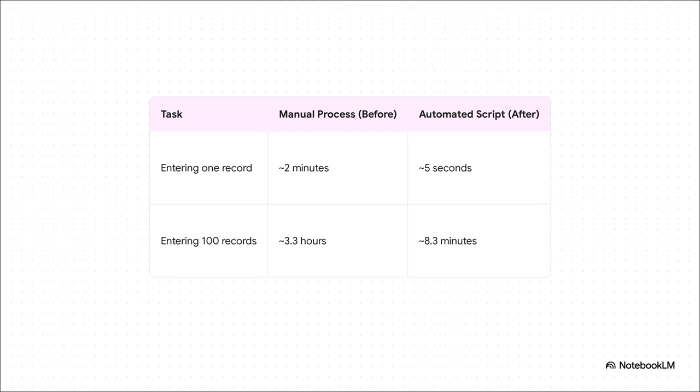Manually entering just one record takes about 2 minutes? The script does it in 5 seconds. But here's where we scale it up. To enter 100 records by hand, you'd be spending over 3 hours of your life clicking and typing. The PyAutoGUI script, it's done in less than 9 minutes. You can literally start the script, go make a coffee, and come back to a finished job.